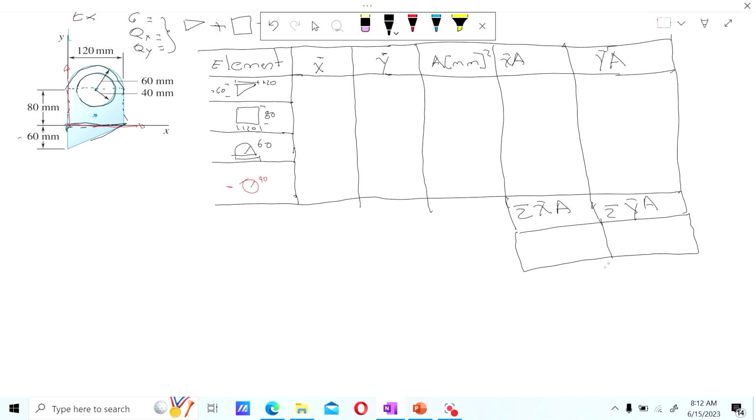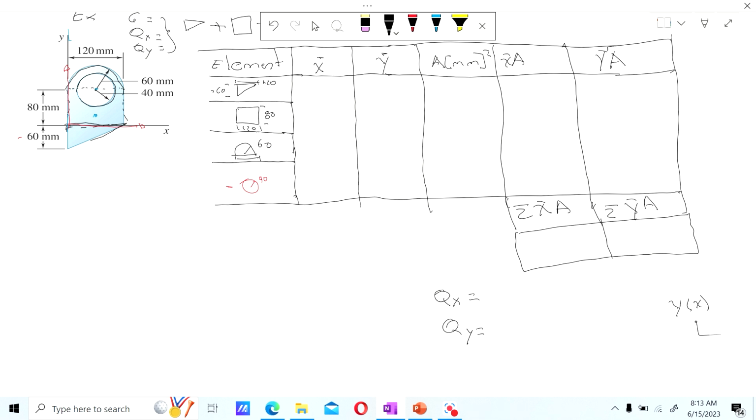Okay. And then, yeah, that will give us the first momentum in X and the first momentum in Y. So the first momentum in X corresponds to the centroid in Y. Why? So remember, when you have a function Y, like the function Y is with respect to X.